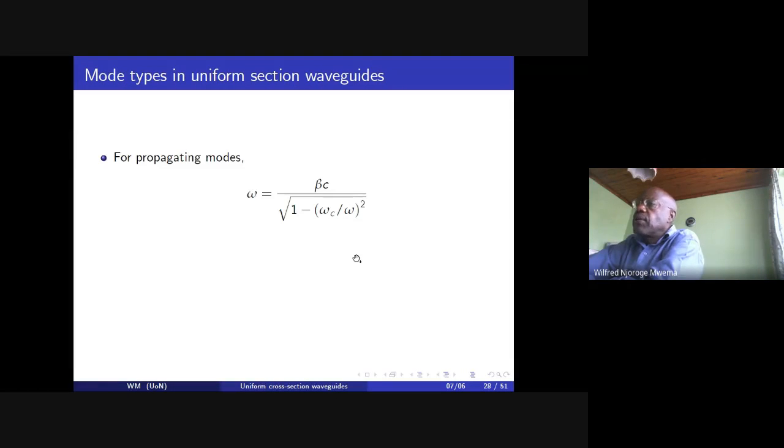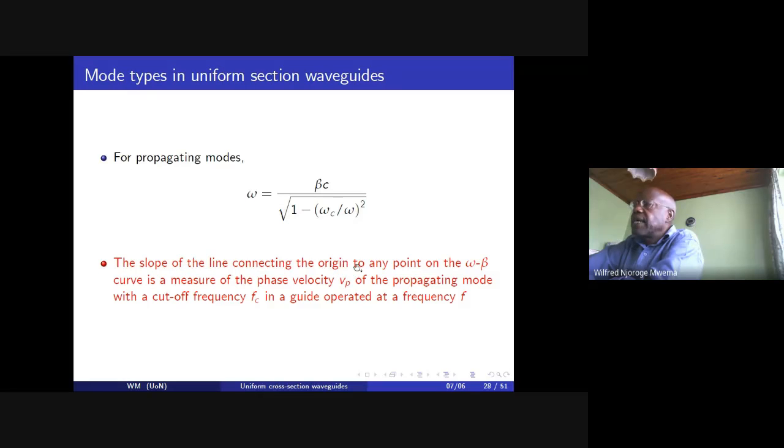And the slope of the line connecting the origin to any point on the omega-beta curve will then be a measure of the phase velocity of the propagating mode with the cutoff frequency f_c in a guide operated at a frequency f.